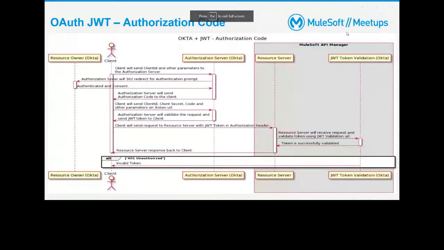Okay, so what we say is at the end, it's JWT token validation. Who validates the JWT token sent from the client, right? So my question is how this JWT token validation service knows which token is being generated.